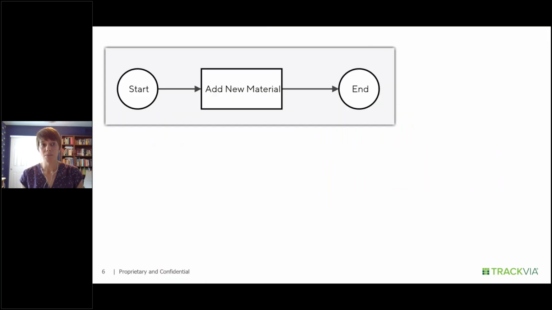So here is an example of the add new material flow. This is a really basic flow where the user just clicks a button on the dashboard to start, then is taken to an add form to add a new material in this case. And then when the flow ends, that user is returned to the dashboard. So we're actually going to take a look at this really basic flow in action so you can see some of those elements from the end user perspective.